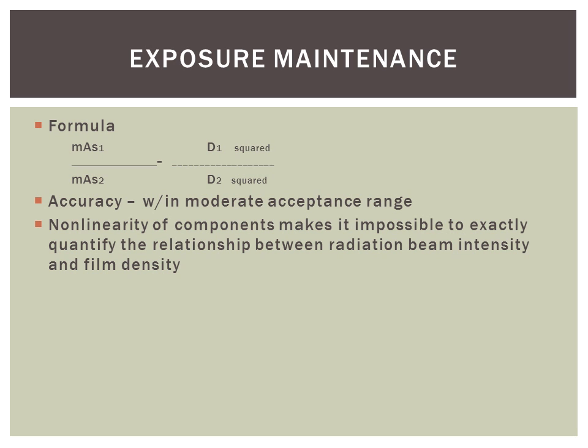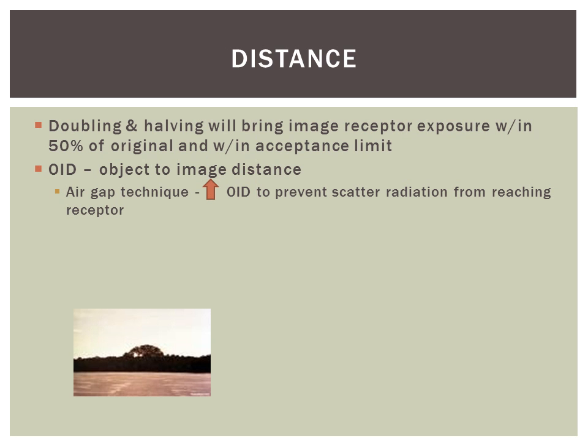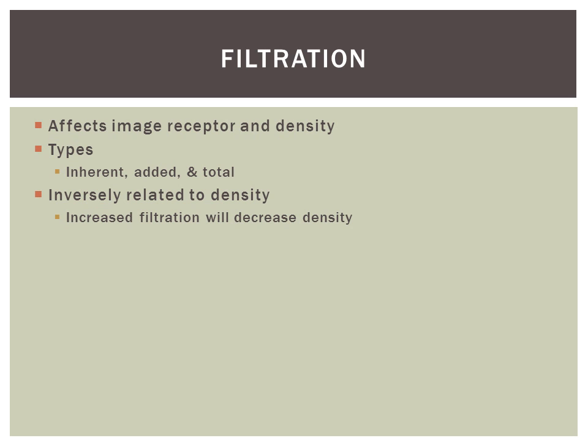Maintenance exposure. Again, this is used to maintain the image. Again, you're going to need to know the formula for maintenance exposure. Accuracy is within a moderate acceptance range. Nonlinearity of components makes it impossible to exactly quantify the relationship between radiation beam intensity and film density. Distance: doubling and halving will bring image receptor exposure within 50% of the original and within acceptance limit. OID, remember, is the object to image distance, and we can use the air gap technique, which increases OID to prevent scatter radiation from reaching the receptor.